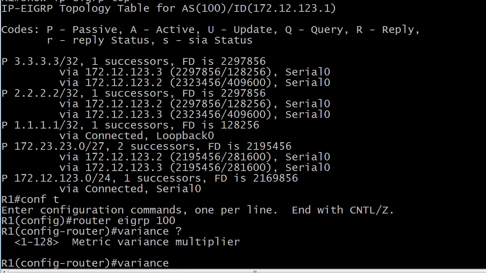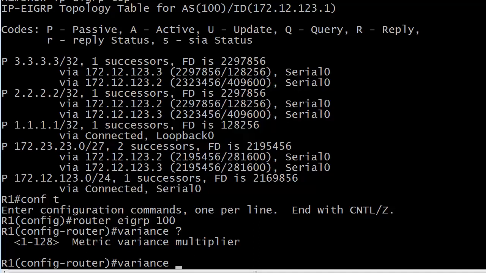Maybe it's on a dial-up backup link, a 56K link, something like that. And maybe its metric is 50 times worse than your primary. Well, if you put in variance 51, you could bring that route into EIGRP and do some load balancing over it. But I'm not crazy about doing load balancing when there's that big a disparity in the links. That's where you end up with troubles with reassembly. It's just not a good idea.